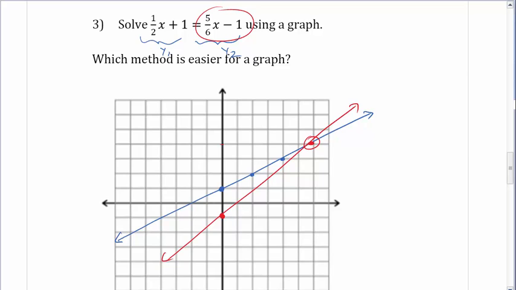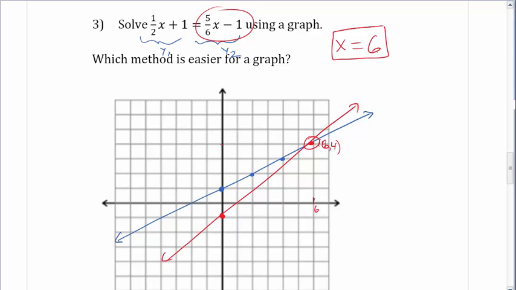1, 2, 3, 4, 5, 6 over, 1, 2, 3, 4 up. So this is the point (6, 4), and remember that the solution is the x-coordinate. So the solution is just x equals 6.